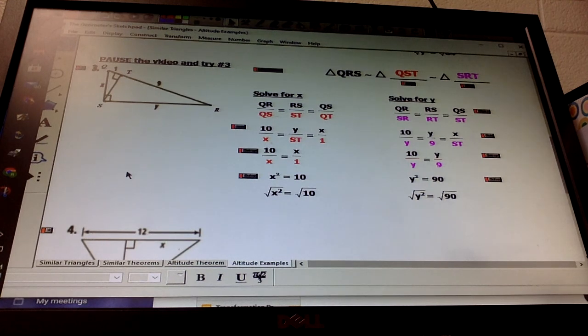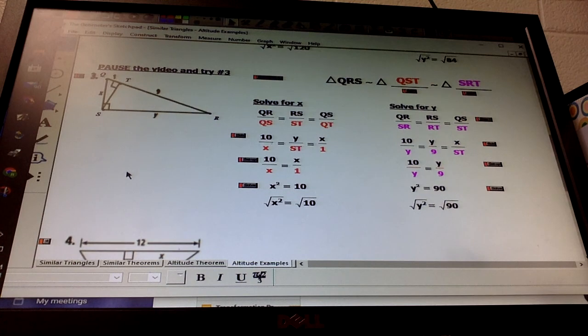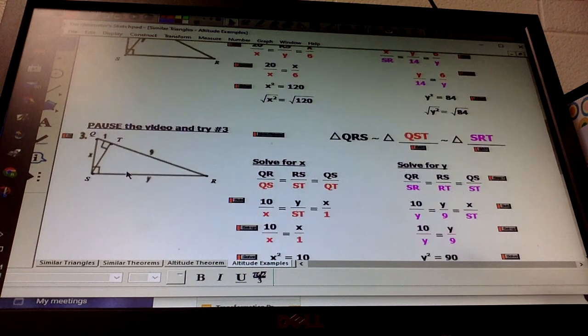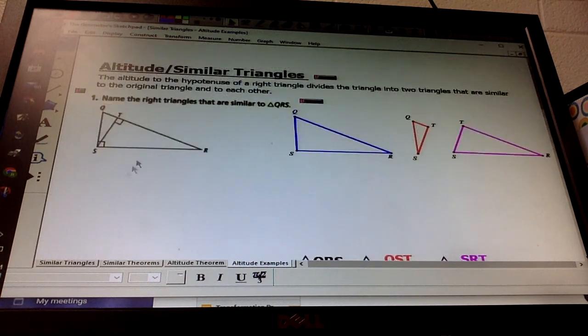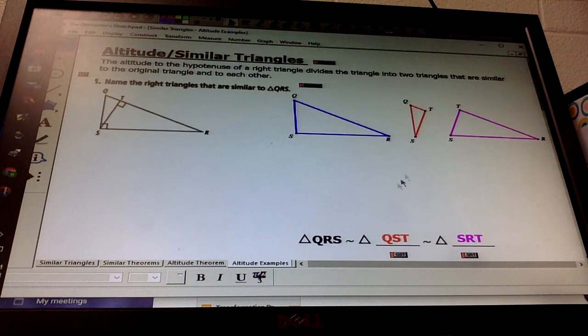All right, so that's two examples actually of this altitude similar triangles idea. The altitude to the hypotenuse of the right triangle divides the triangle into two triangles that are similar to the original, which means they're similar to each other, which just means this statement right here. So hopefully that helps on your future assignments, but also your test coming up.